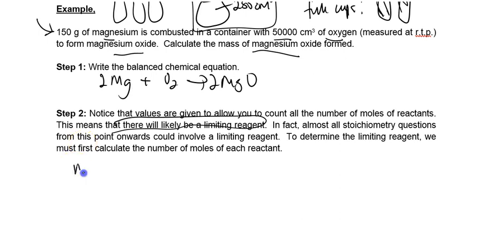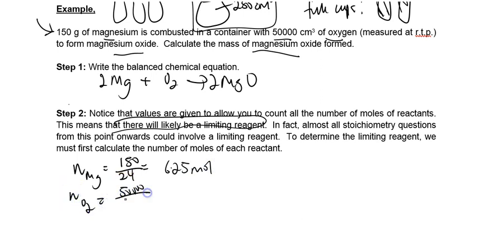To calculate number of moles of magnesium is simply mass over molar mass. Mass over molar mass. And what do we have for this? We have 6.25 moles. Number of moles of oxygen is volume, convert to dm cube, divide by 24, and I have 2.08 moles of oxygen gas.